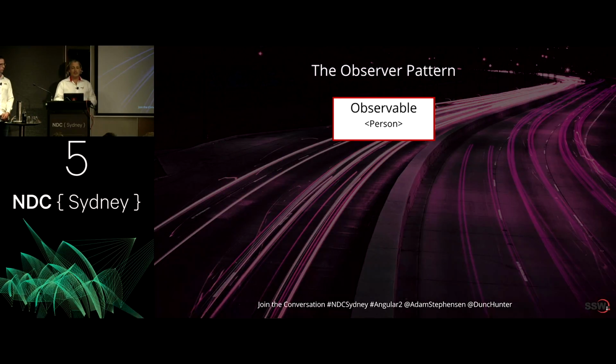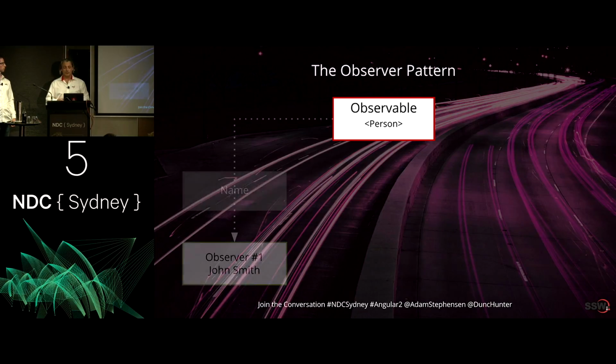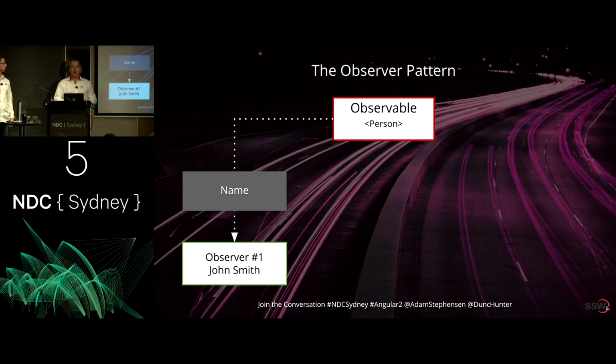So the observer pattern says this. Let's create an observable. And we might make this a particular observable of type person. And what we want to do is, instead of polling that person for changes, we want to be notified when particular things on that observable change. So what we do is we go and create an observer, okay? And we say, this observer is going to watch the name property on this observable. And whenever that name property changes, an event's going to be emitted that tells us, hey, the name changed, and now it says John Smith.